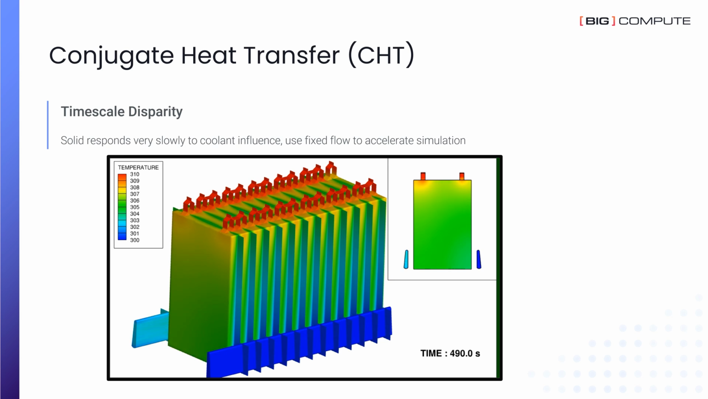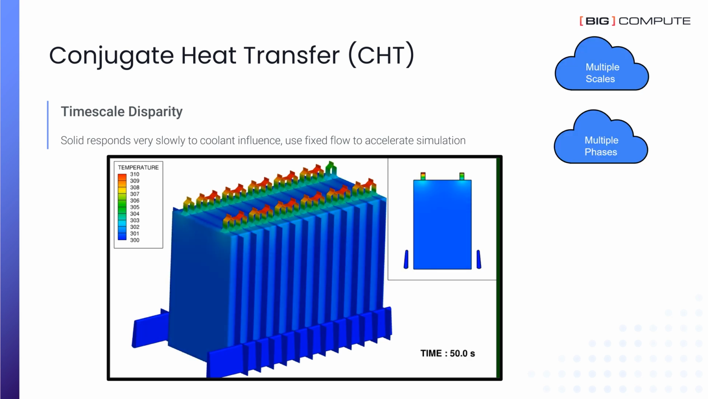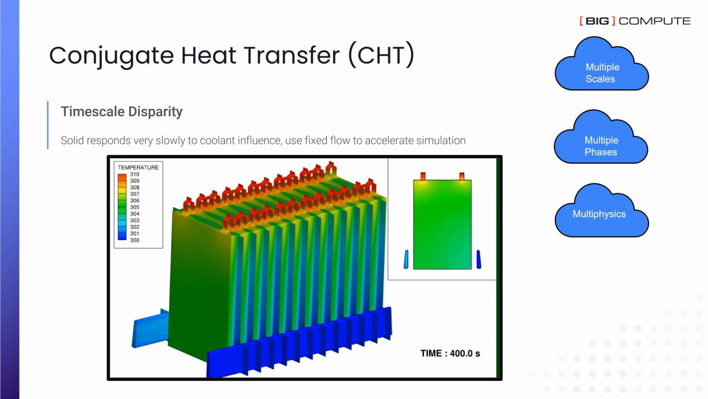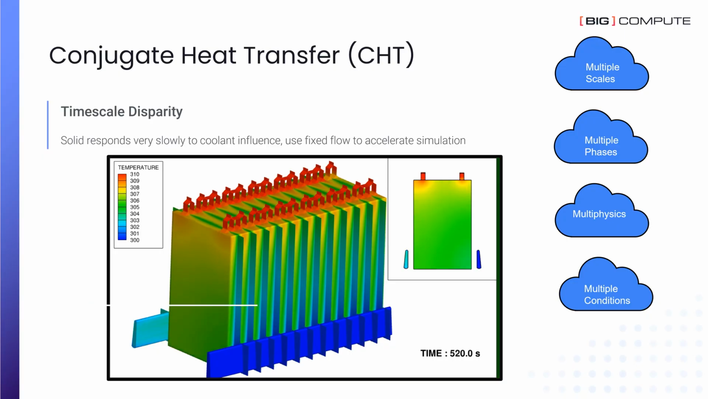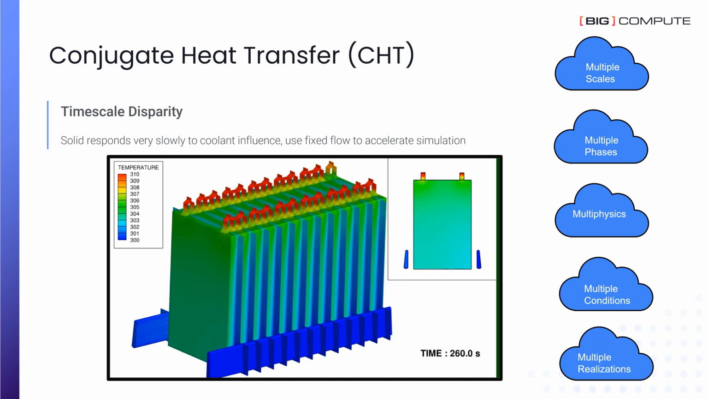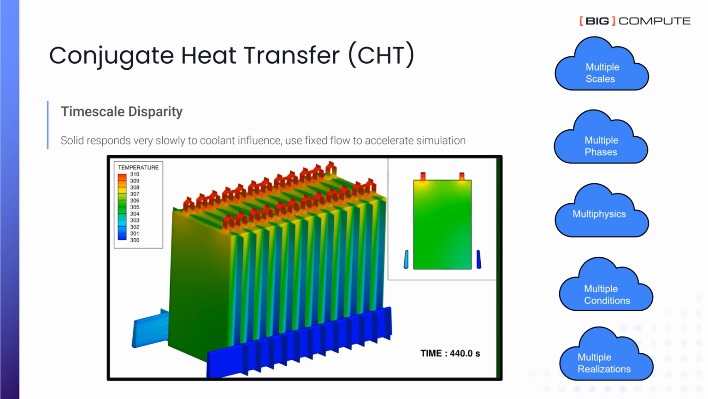So this problem now incorporates multiple scales, multiple phases, and multiphysics, just like we had before, but now we're going to add multiple conditions, meaning what coolant flow rate will actually allow me to keep my battery temperature at a prescribed value. And then we're also going to add multiple realizations to this as we incorporate some of the complex physics of lithium-ion battery chemistry.